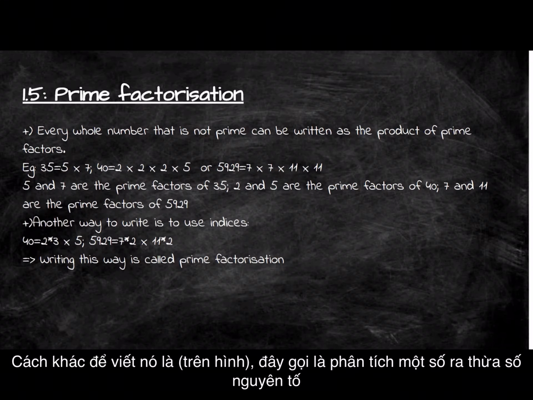Finding it this way is really time consuming and hard to interpret, so another way to write it is to use indices. Instead of writing 2 times 2 times 2, we can write it as 2 to the power of 3, so 40 will equal 2 to the power of 3 times 5. This way of writing is called prime factorization.